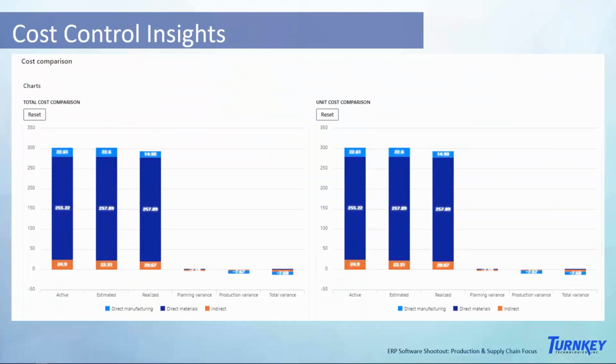And at the end of the day, cost control insights, which could be the final intention for the ERP. It's like, hey, tell me how much was my active standard cost? How much was the estimated cost for this specific production order? And what was the realized cost? I can see here I have fewer hours than expected. I use the same amount of materials, and I reduce the indirect cost in this production order. So we have a reference across it.